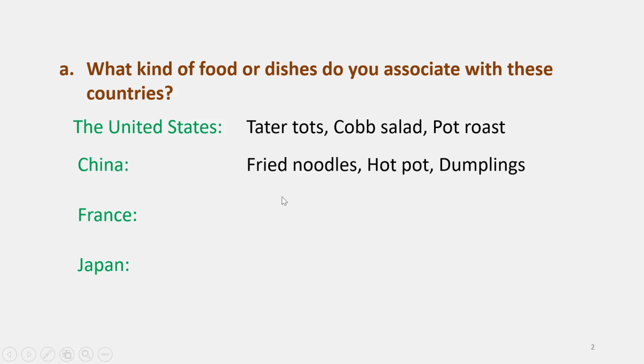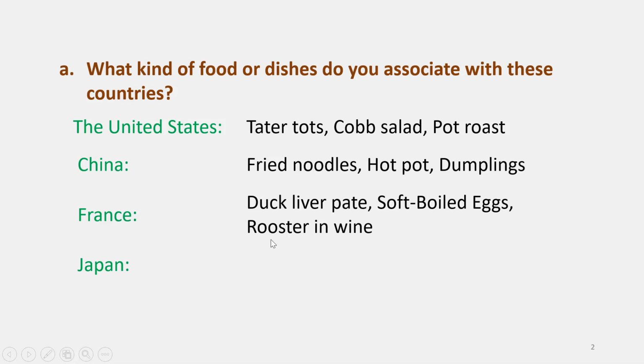And in China, the 3 most common dishes are fried noodles. It is so easy, right? Hot pot, yeah, it is also popular in Vietnam. And dumplings. Dumplings are also popular in Vietnam, right? It is one kind of cake, I call it cake. It is made from white flour, wheat flour. It is made from wheat flour with powder.